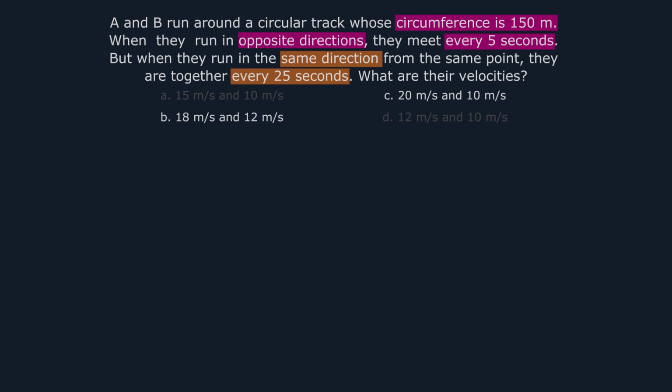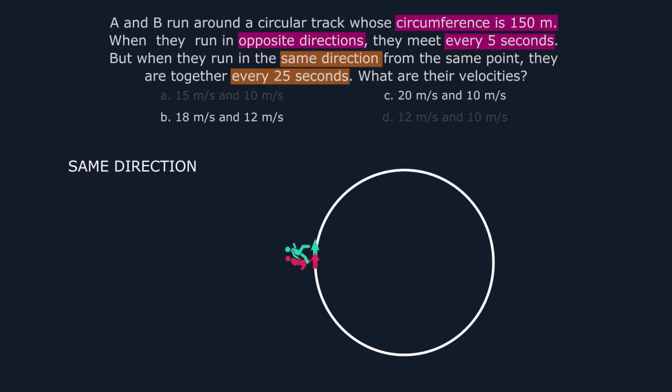Now, let's consider when A and B run in the same direction. A is the faster runner, so A will eventually catch up to B. The key here is to understand what it means for A to catch up. Here's how we can visualize it. A and B start at the same point on the track. Since A is running faster, the gap between them starts to increase as time goes on. After 25 seconds, A catches up to B at the same point on the track, meaning they meet again.